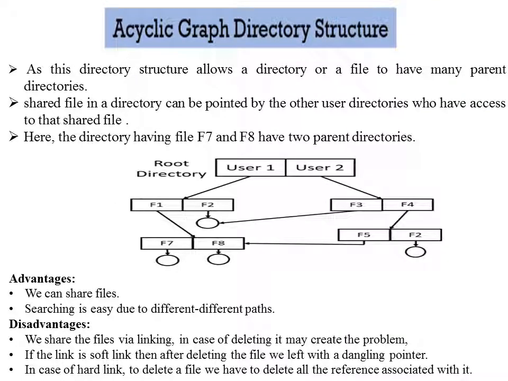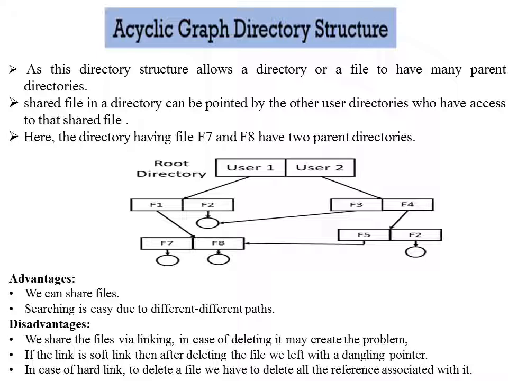The next one is the acyclic directory structure. This structure allows a directory or a file to have many parent directories. So we can share the file in a directory. It can be pointed to by other users and other directories who have access to share that file.